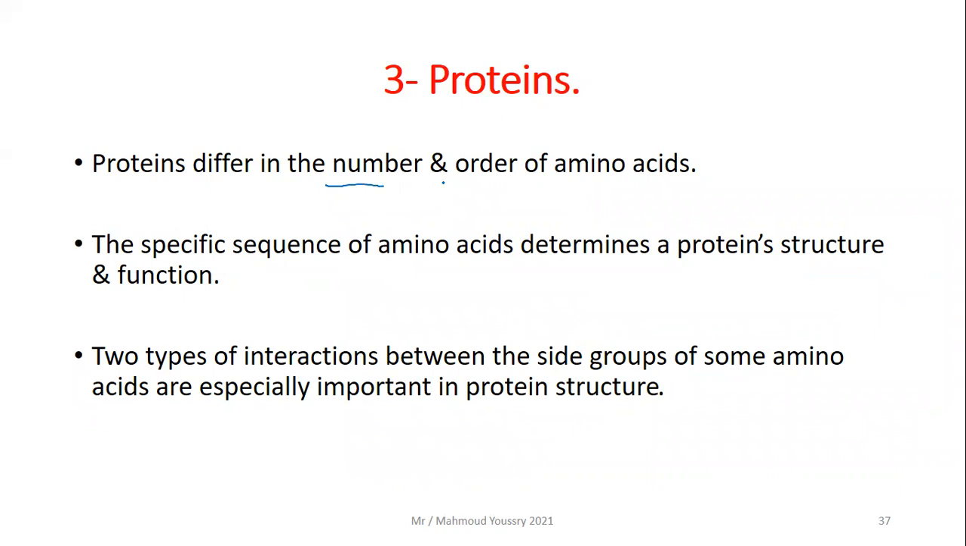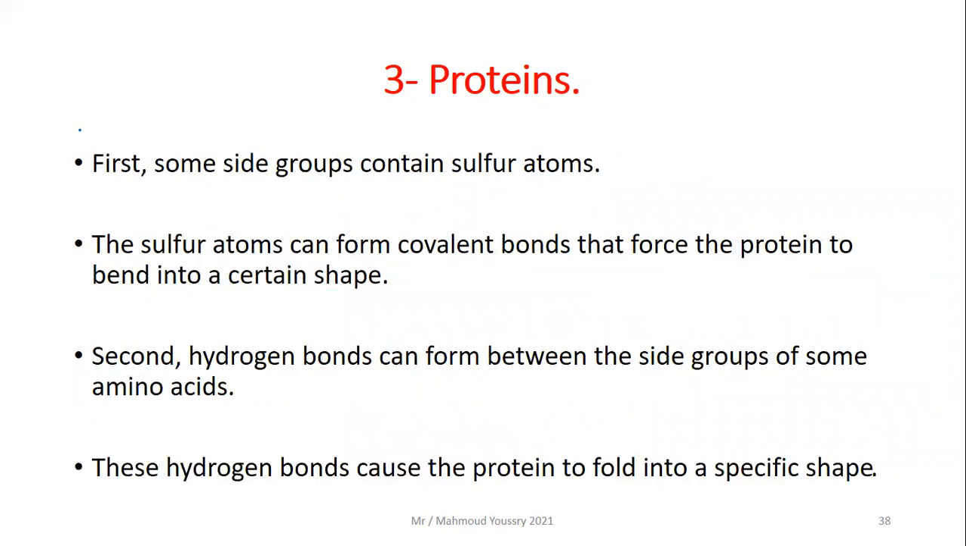Proteins differ in the number and the order of the amino acids. The specific sequence of amino acids determines a protein's structure and function. This is very important to the living organism. There are two types of interactions between the side groups of some amino acids that are especially important in protein structure. First, some side groups contain sulfur atoms. The sulfur atoms can form covalent bonds that force the protein to bend in a certain shape.